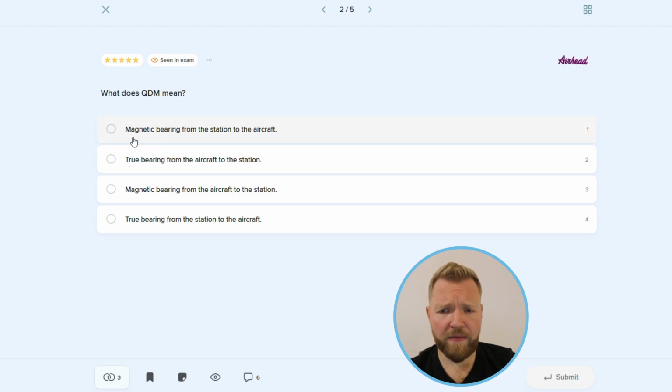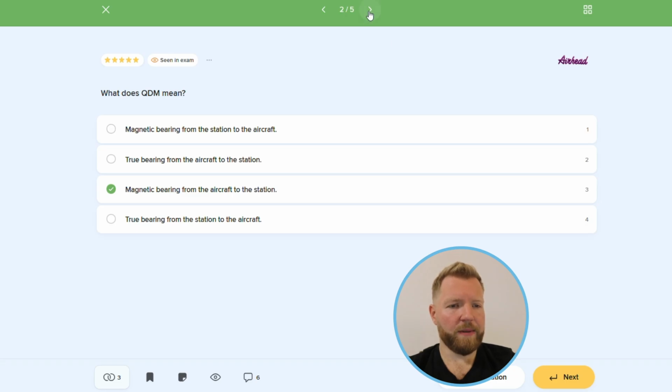So, the first definition, magnetic bearing from the station to the aircraft is QDR. True bearing from the aircraft to the station is QUJ. The third one, magnetic bearing from the aircraft to the station, is QDM, and this will be an answer that we are looking for. And the last one will be a QT, true bearing from the station to the aircraft. So, yes, and answer number 3 is a correct one.